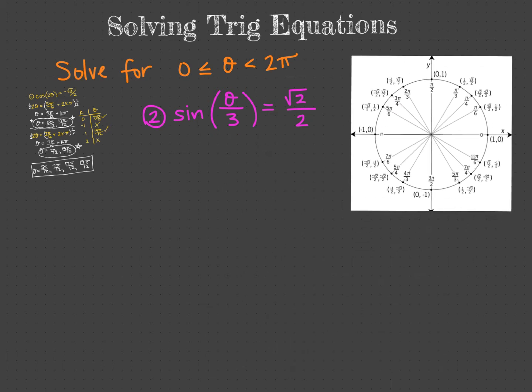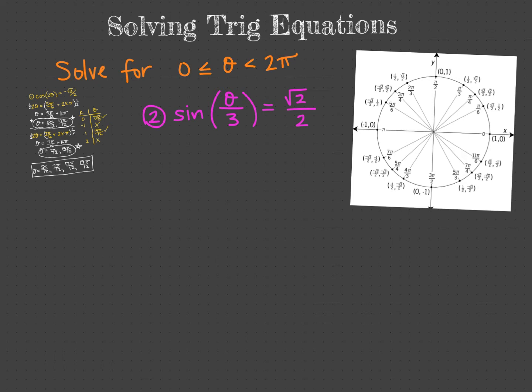So we're going to have 2 equations that we'll need to solve. Again, our first equation will be that what's inside here, theta over 3, needs to equal pi over 4 plus all the way around 2k pi. And then our other equation is theta over 3 equals 3 pi over 4 plus 2k pi. Again, since the period of both sine and cosine is 2 pi, we have to add on that 2k pi or 2 pi k, however you want to write it.